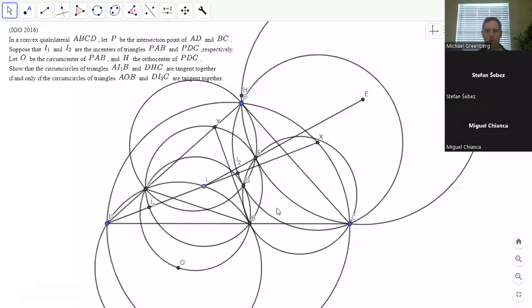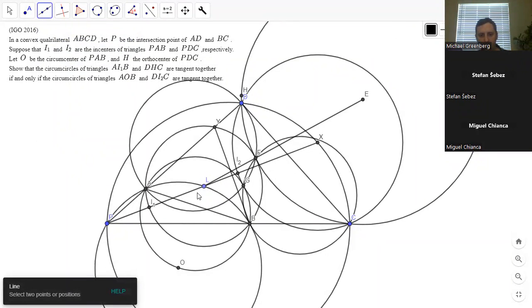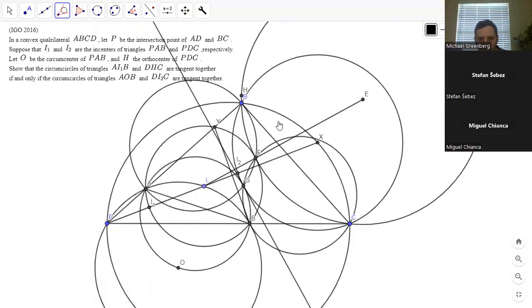Okay. Maybe proving the tangency is not hard now. Yeah, now that we have these circles. What if I try drawing the tangent line to both of them? So can I do a homothety? But yeah, it was a really good observation that these are all cyclic.